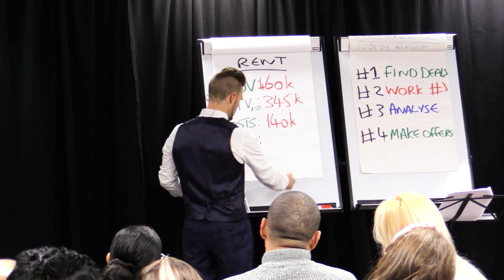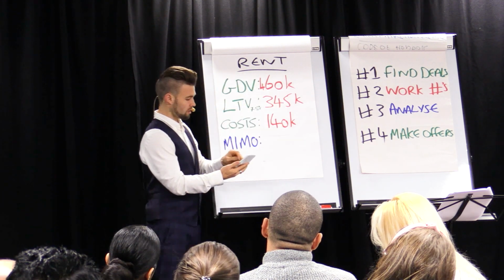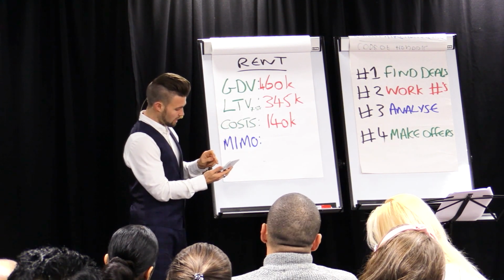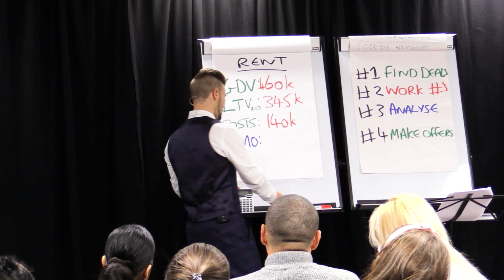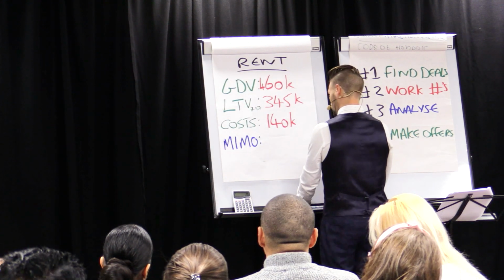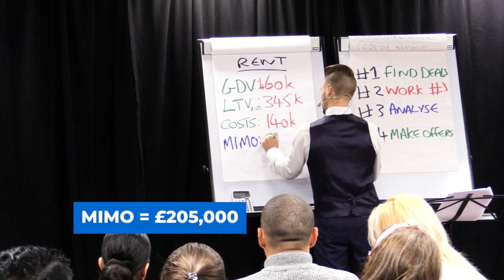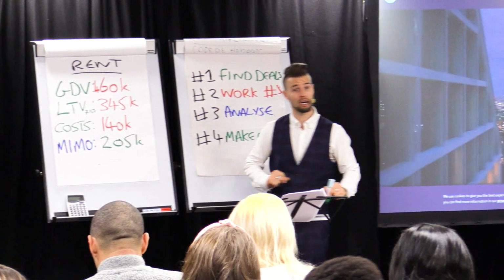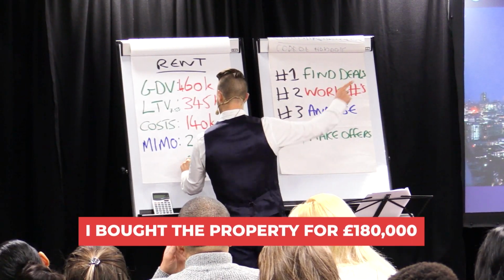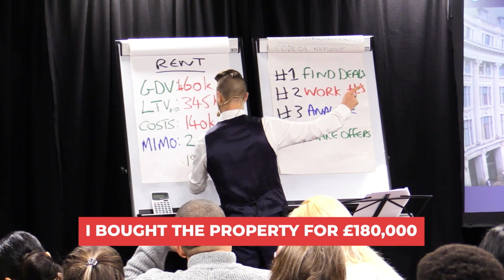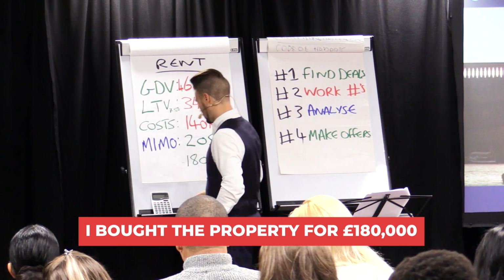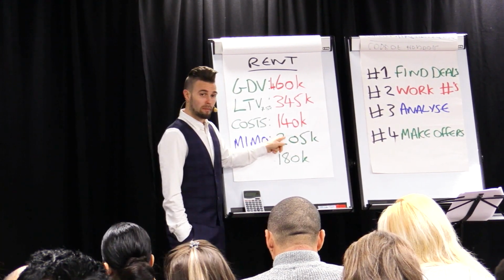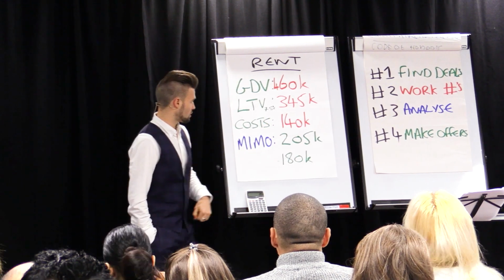So now what we're going to do is we take the LTV number, which is how much? And we take away the cost, which gives us how much? Okay, so let's look at that. 205,000. So in this particular instance, how much did I buy the property for? You remember the one that was worth? I bought it for 180. Because for me to get all of my money out, the maximum I can buy it for is 205,000.